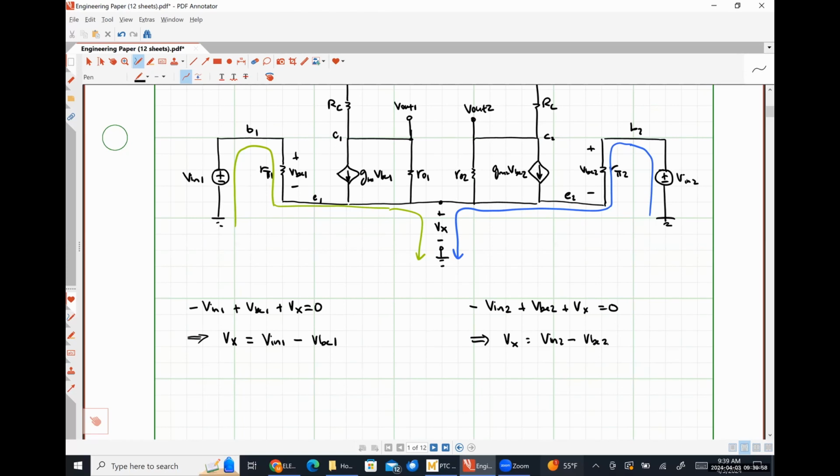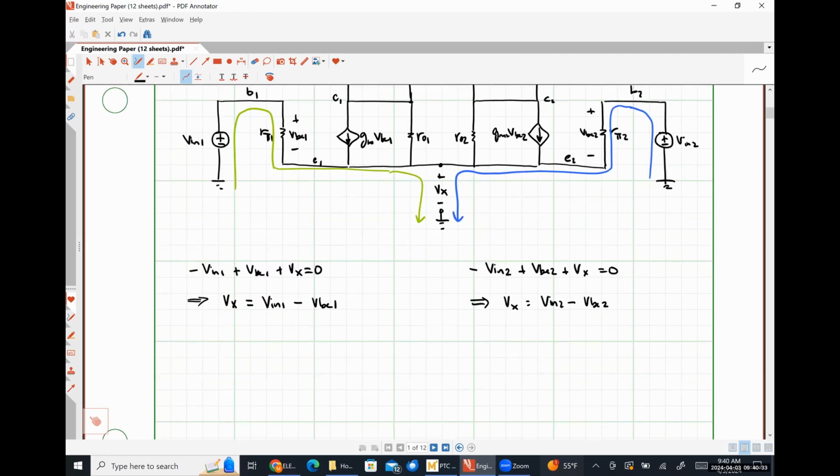All right, so let's apply Kirchhoff's current law at node X now, okay? So if we're applying KCL at node X, we're going to have a whole heck of a lot of currents that we're going to be dealing with here, right? So let's start on the left-hand side of the circuit. And let's look at current flowing into node X as positive. So we're just summing up all of the currents that are flowing into X, okay?